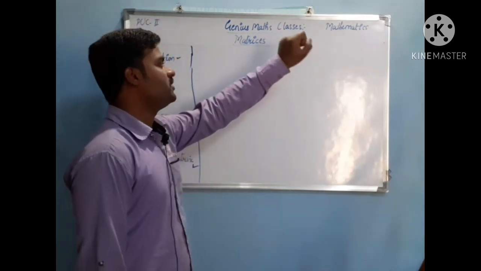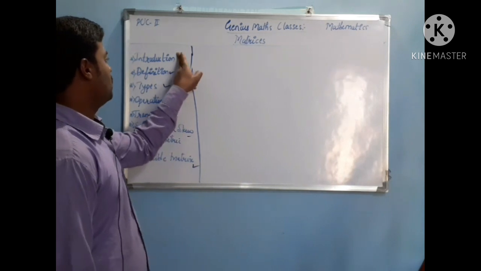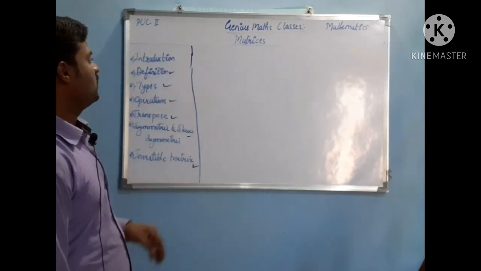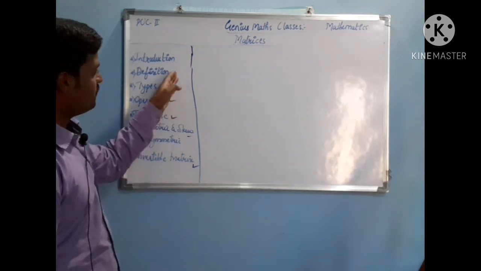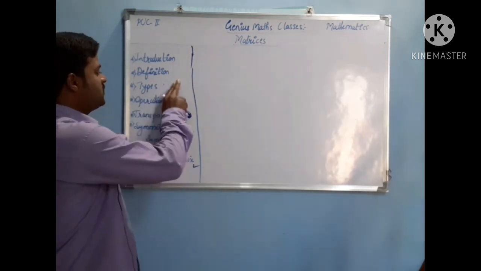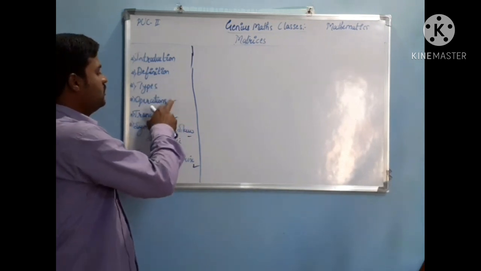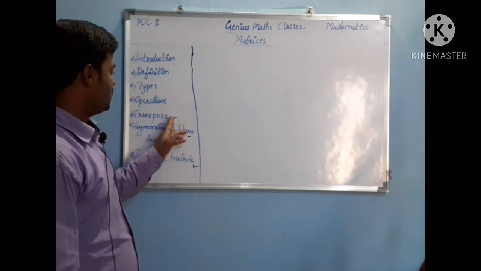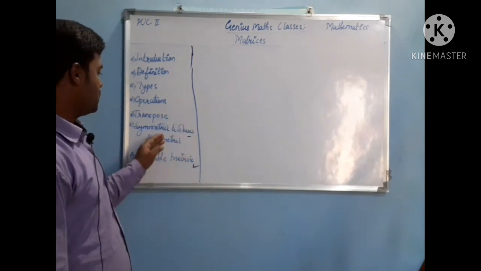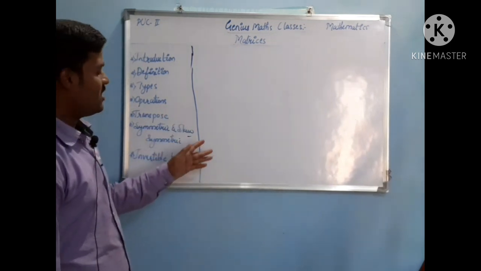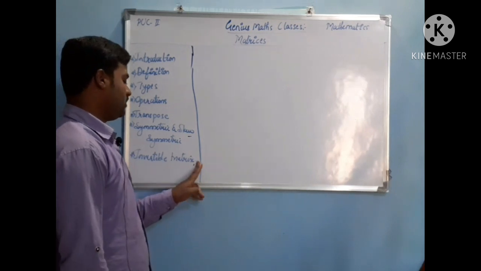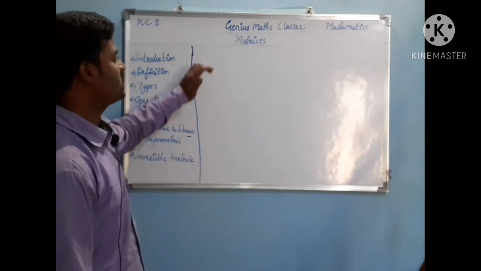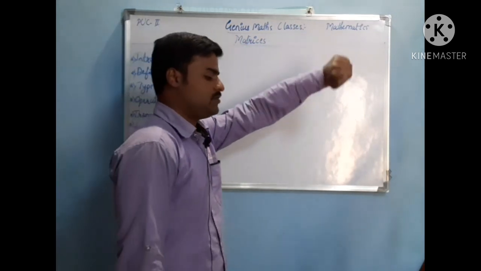So in this chapter we will discuss matrices: introduction and definition of a matrix, types of matrix, operations on matrices, transpose of a matrix, symmetric and skew symmetric matrices, and lastly invertible matrices. All these concepts we will discuss in this chapter.